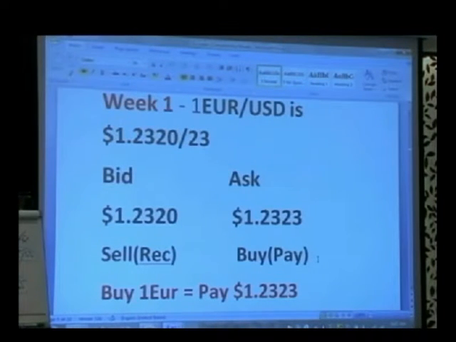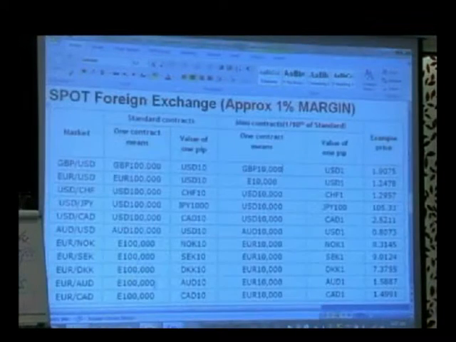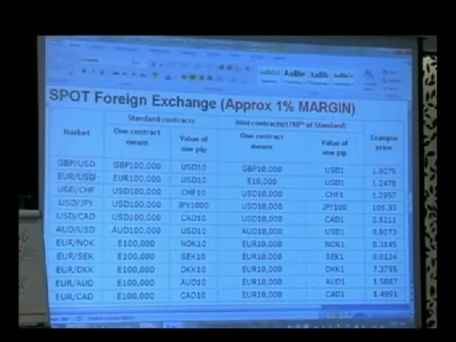Alright, so if you pay 1.2323 US dollars, how many contracts can you buy? That depends on whether we do a standard or a mini, correct? So let's look at the contract specifications for Euro US. For Euro US, what is the minimum quantity for standard? 100,000 euros. And for mini, it is 10,000 euros.